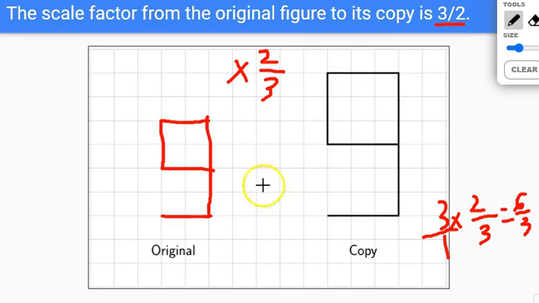So again, when you're talking about the scale factor, you have to think about which way you're going. If you're going from a smaller to a larger, you're going to have something that's greater than 1 whole. If you're going from something that's larger to a smaller, you have to do something that's less than 1 whole to make it work out.